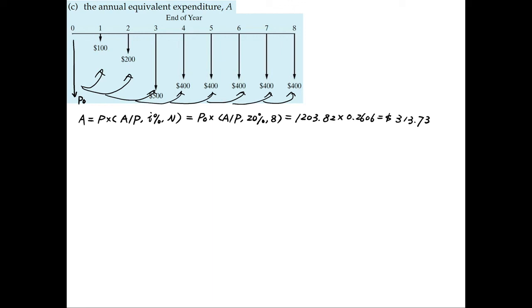So the final result is 313.73. This is how you convert all different cash flows back to the present, compound to the future, and then distribute them to every year. Usually we just do the multiple cash flow conversion once, and then we have one single equivalent value for all the cash flows, like the P0. Then we just convert the P0 to a future value or to the annuity, so that you don't have to do the conversion for every question.